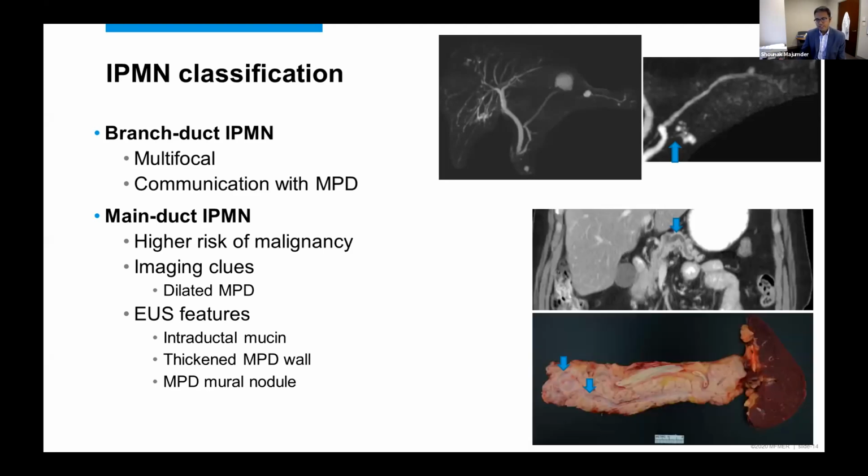So here you can see, indicated by the blue arrow, is main duct dilation. Right adjacent to it, there is a branch duct lesion. So this is an example of a mixed main duct and branch duct IPMN. This is the pancreatic resection specimen. And you can see that this here indicates that there is a branch duct, and right adjacent to it, there is dilation of the main duct. In this particular case, both involved with low-grade dysplasia.